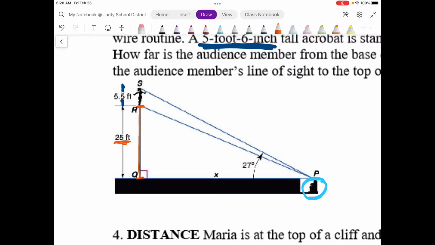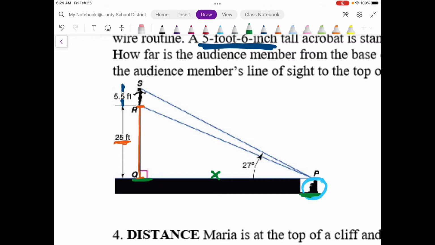How far is the audience member from the base of the platform? Okay, so we are looking for X. Here's a little X at the bottom. We're trying to figure out how far this person is to the bottom of the platform. And if the angle of elevation from the audience member's line of sight to the top of the acrobat's head is 27 degrees.